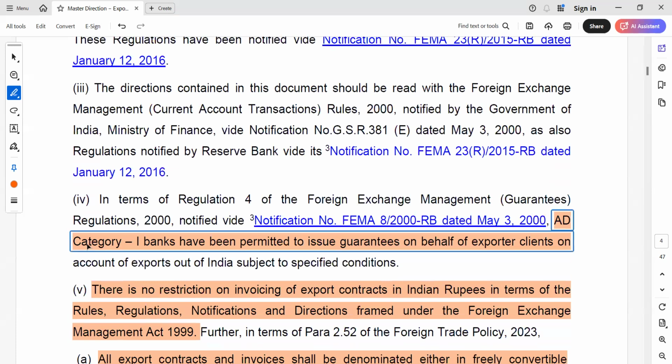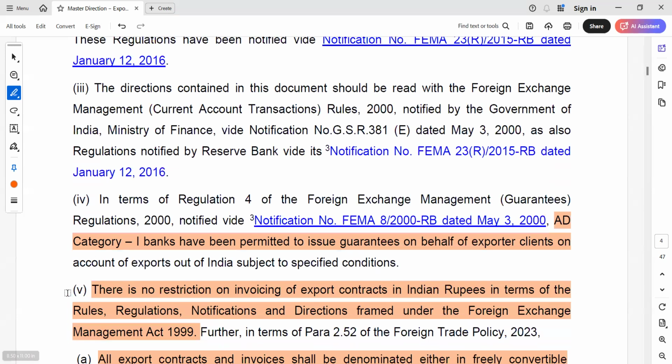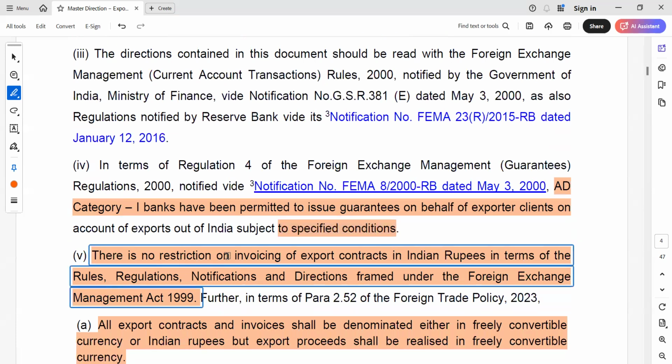So here, AD Category 1 banks have been permitted to issue guarantees on behalf of exporter clients on account of exports out of India, subject to specified conditions. There is no restriction on invoicing of export contracts in Indian rupees in terms of the rules, regulations, notifications and directions framed under the Foreign Exchange Management Act 1999.